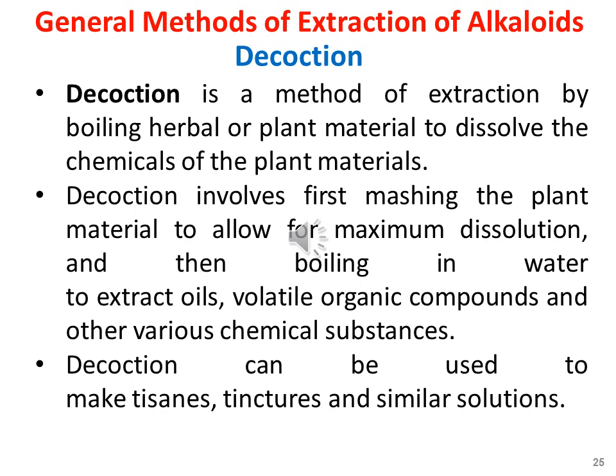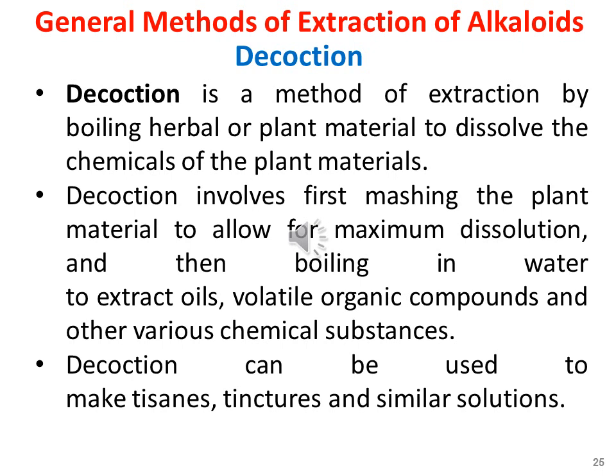Depucation is a method of extraction by boiling the herbal or plant material to dissolve the chemicals of the material, which may include stems, roots, barks, and rhizomes. Depucation involves first mashing the plant material to allow for maximum dissolution and then boiling in water to extract oils, volatile organic compounds, and other various chemical substances. Depucation can be used to make tisanes, tinctures, and similar solutions.